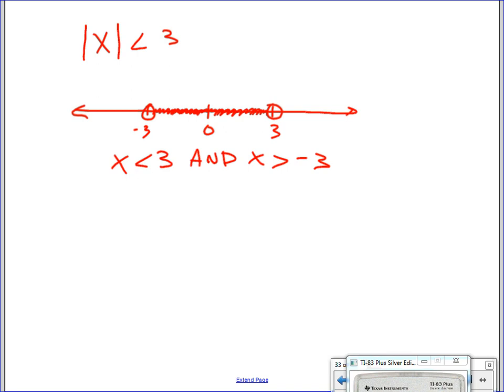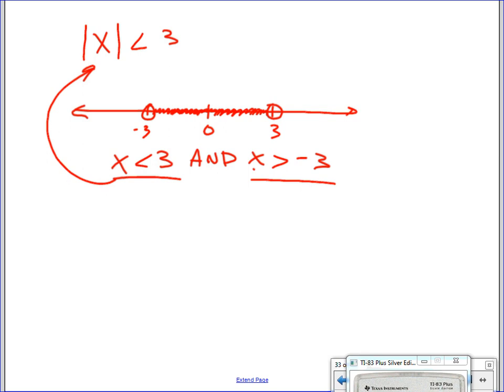Now, what we end up doing, if you'll notice here, is the first inequality that we wrote from the absolute value inequality was the inequality that we had there. We just dropped the absolute value. And then we link this with the conjunction and, and we write the inequality again. We drop the absolute value, but this time we change the direction of the inequality sign and we change the sign of the number that follows it. So we have x is less than 3 and x is greater than -3.